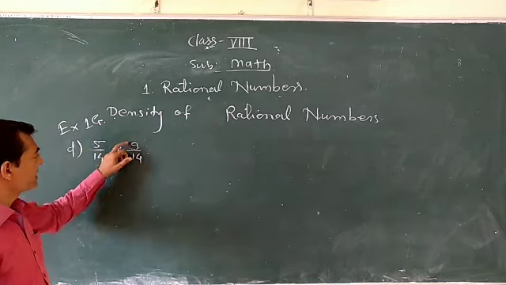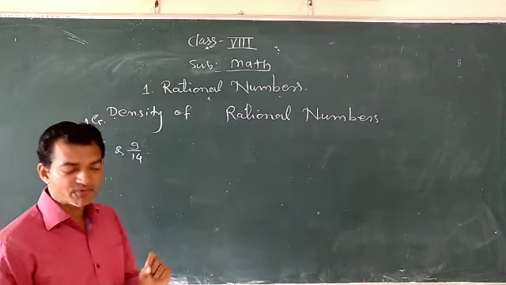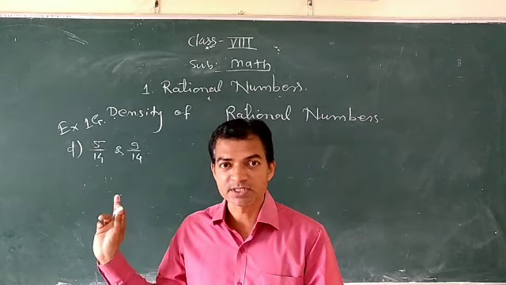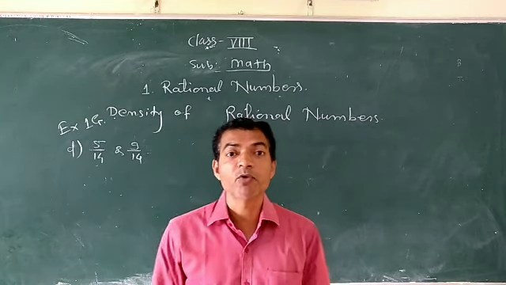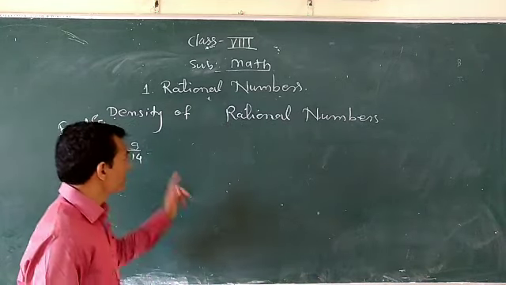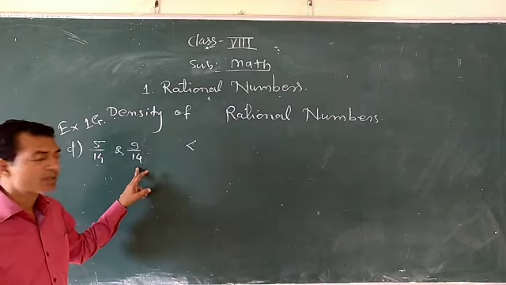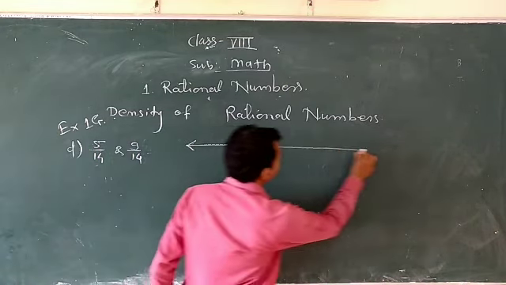So 5 by 14 and 9 by 14. What do you have to find here? First read the question. It is given there: find a rational number between these two numbers. Find a rational number, means you have to find only one rational number. So if you draw the number line, first you have to see the denominator is the same. So draw the number line like this.